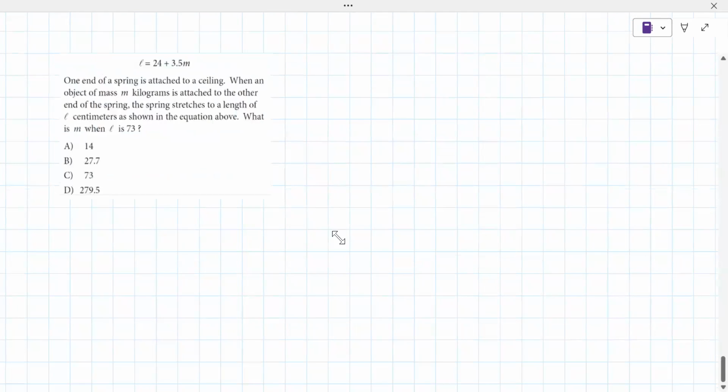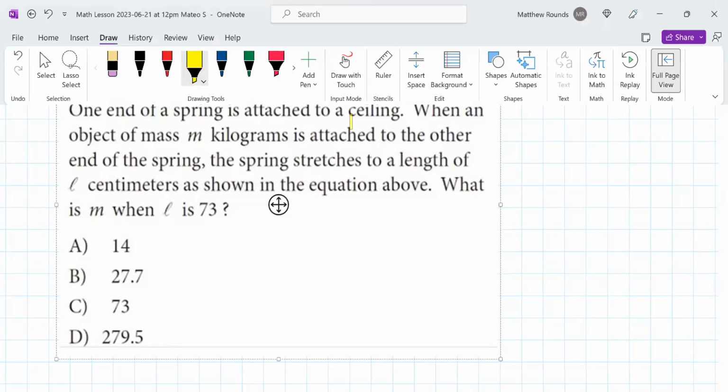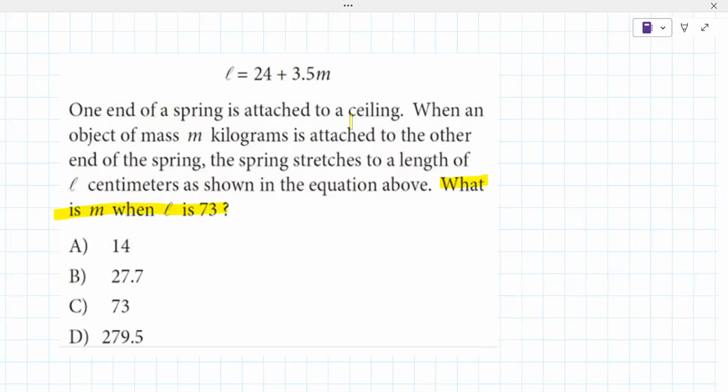All right. Now let's snip in a question. We're going to work through this one together. I want you to read the call to action. That's the call to action. What is M when L is 73? Exactly. What is M when L is 73? Now your eyes are probably drawn to the equation. And you know you're trying to find M and they're giving you the value of L. So you're just solving this equation up here. Now let's go back and read it and see if we need any of this other information.